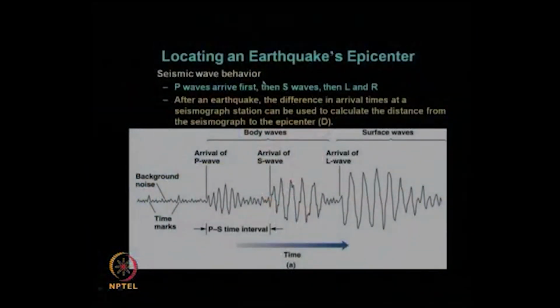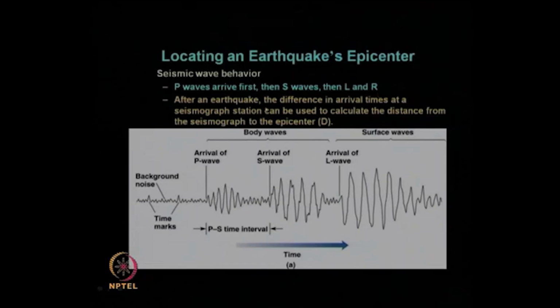So, seismic wave behavior we have already seen in the seismograph. First, the P wave will arrive because of its highest crustal velocity. Next, the S wave will arrive, followed by the surface waves, that is Love wave and Rayleigh wave, L and R.